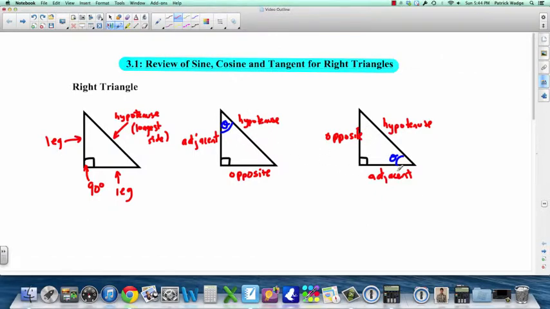By the way, some people wonder, well, why couldn't you call this one adjacent? Because that's also next to the angle. The reason you don't call that one adjacent is because it's the longest side. It's the hypotenuse. Okay, so there's only one adjacent. You can't call them both adjacent. And the hypotenuse is the hypotenuse.